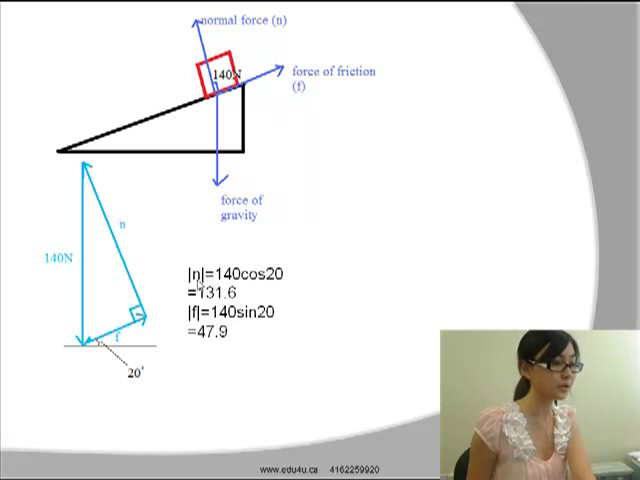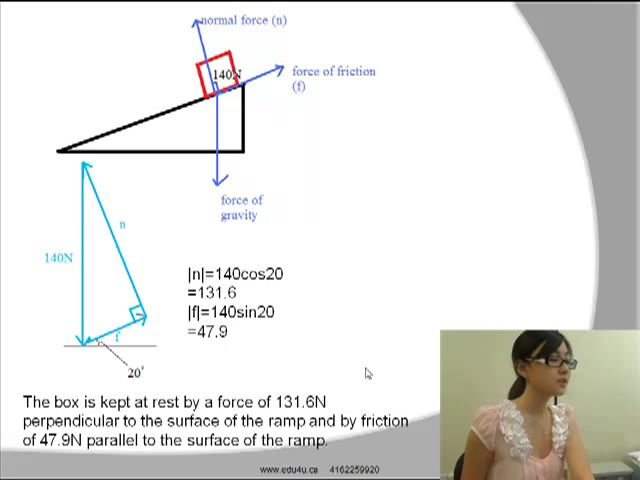So to be consistent with that, we have the magnitude of N is equal to 140 times cosine 20, which is equal to 131.6. The magnitude of friction will be equal to 140 sine 20, which will be equal to 47.9, and these two will all be newtons. The box is kept at rest by a force of 131.6 newtons, perpendicular to the surface of the ramp, and by friction of 47.9 newtons parallel to the surface of the ramp.